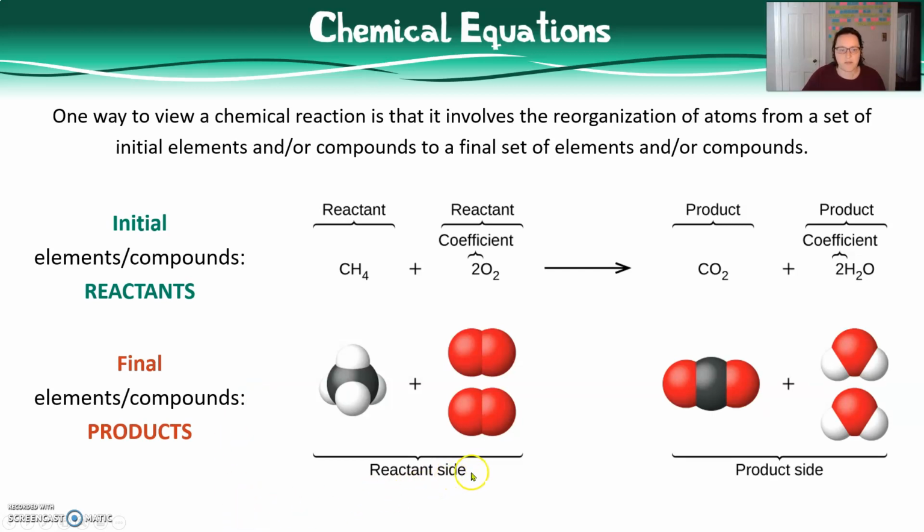Images of the reactants and products are provided here to make it easier to see how the atoms have been rearranged. Notice that the black carbon atom in the reactants is bonded to white hydrogen atoms, but in the products, the black carbon atom is now bonded to red oxygen atoms, and the white hydrogen atoms are now bonded to red oxygen atoms as well.